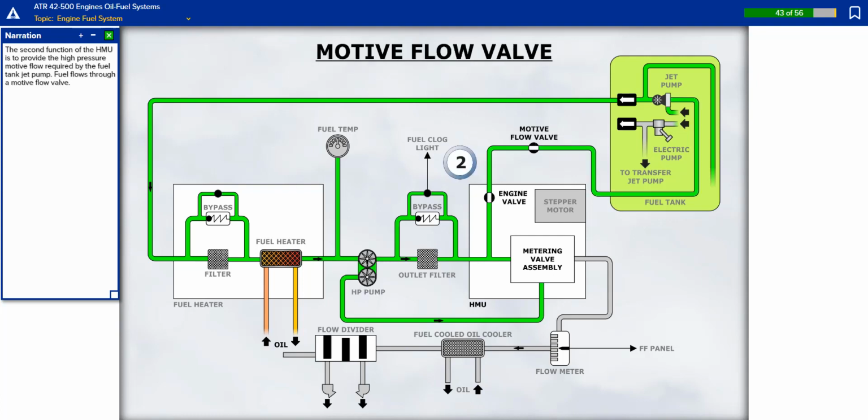The second function of the HMU is to provide the high-pressure motive flow required by the fuel tank jet pump. Fuel flows through a motive flow valve. Fuel flow is sensed after the HMU. The fuel flow is indicated on the associated fuel flow meter.